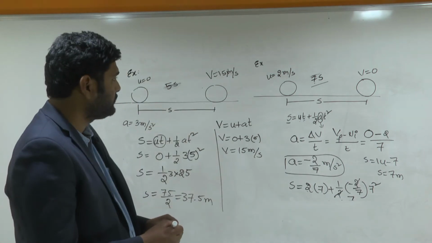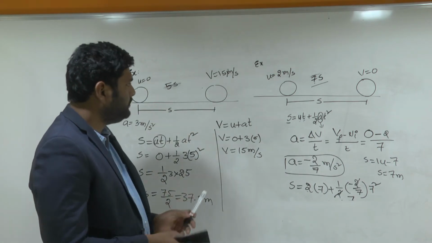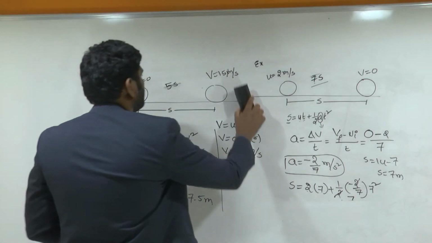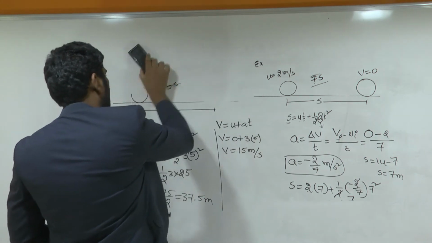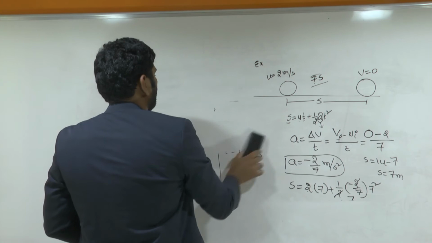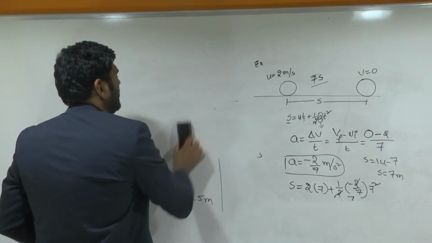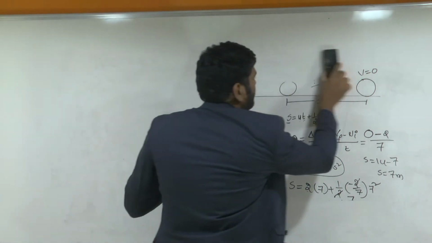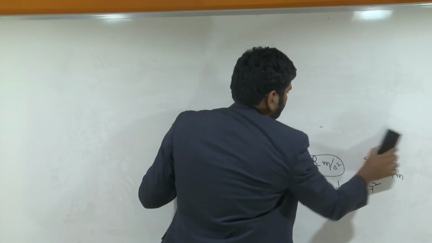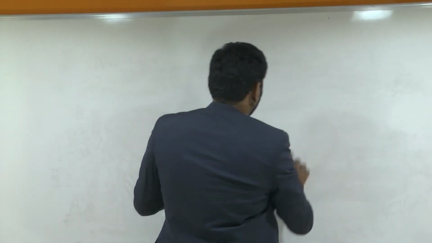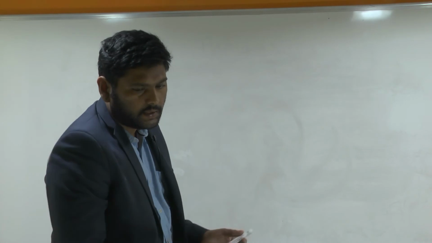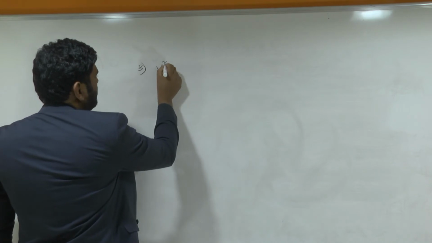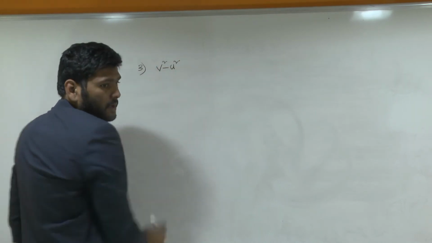Understand? Yes, sir. Understood. Now, we have one more equation of motion, nothing but the third equation of motion. Let's derive the third equation of motion once. Soon after that, we will do still more problems. The third equation of motion is v square minus u square is equal to, just a minute.